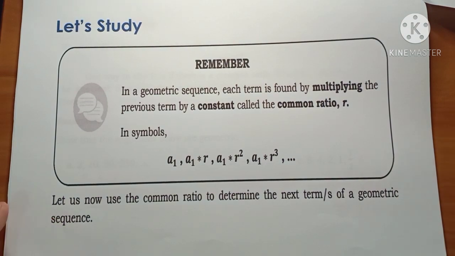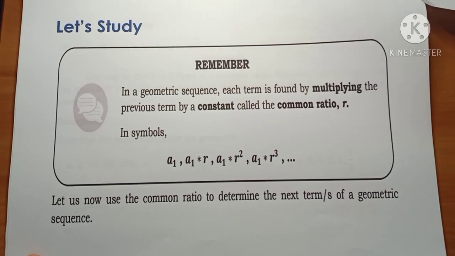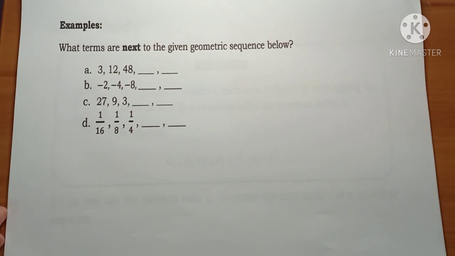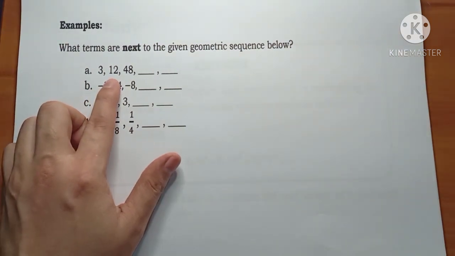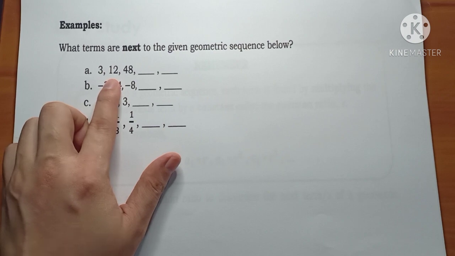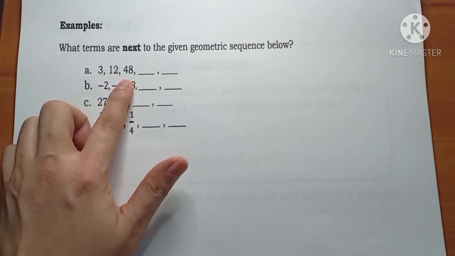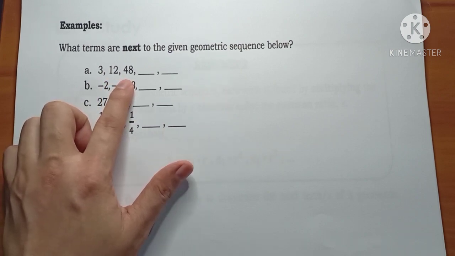So, let us now use the common ratio to determine the next terms of a geometric sequence. So, punta tayo sa ating example. So, what terms are next to the given geometric sequence? So, dapat alamin muna natin ang common ratio. So, pag malaman na natin ang kanyang common ratio, malaman na natin kaagad kung ano ang mga next terms.